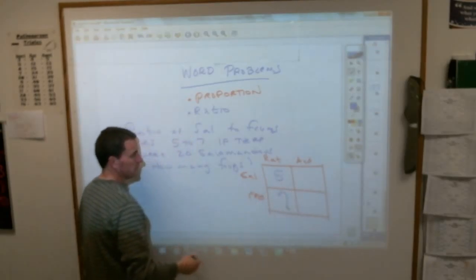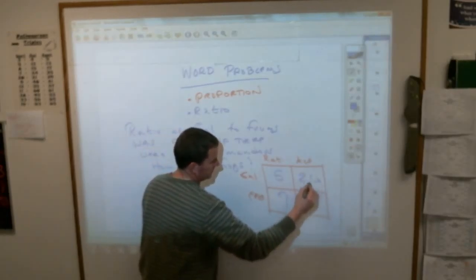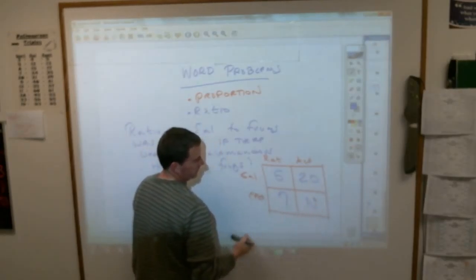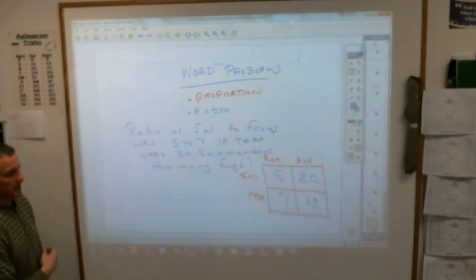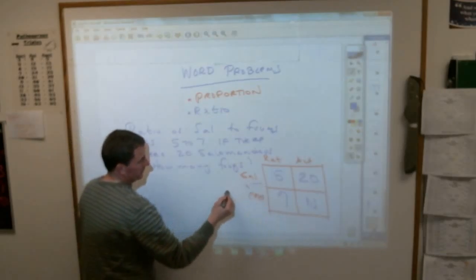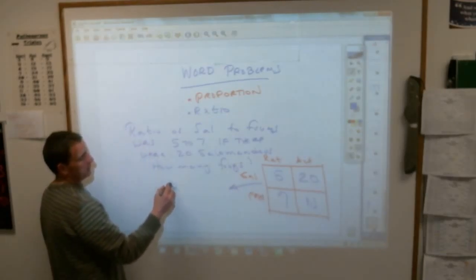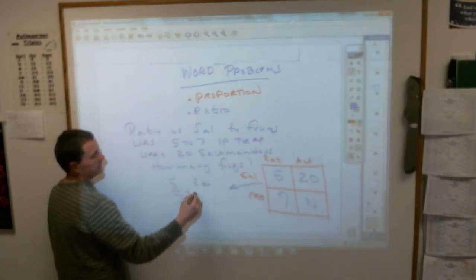This is almost too easy. If there were 20 salamanders, how many frogs were there? And that is the exact same thing as equal fractions, equal ratios, equal proportions. I'm going to write it out here. I don't necessarily say that you have to, but 5 over 7 has to equal 20 over n.